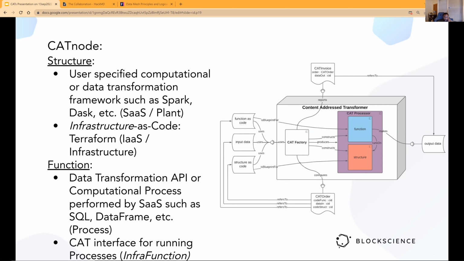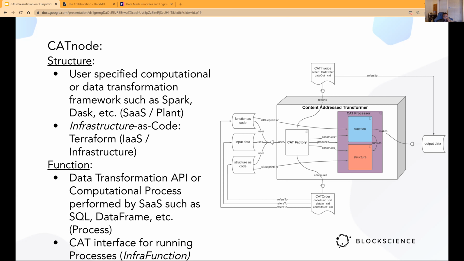This is an example of David's slide above that's collapsed between the cat processor and the node. So the processor is software to be deployed on a single node. I thought that was important to mention. So you have structure, which is a user-specified computation or data transformation framework, such as Spark, Dask, etc. The software as a service. And you have infrastructure as code. In Cat's case, it's Terraform, right?